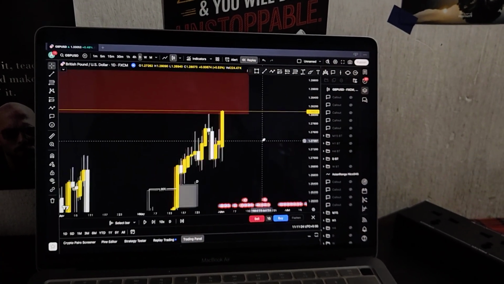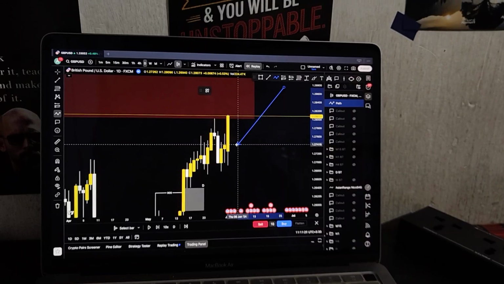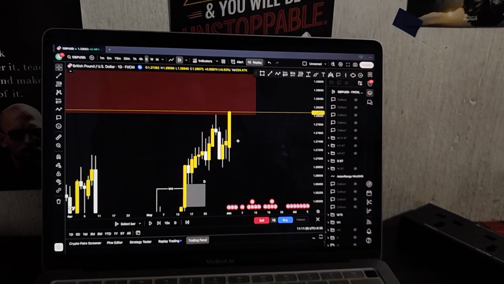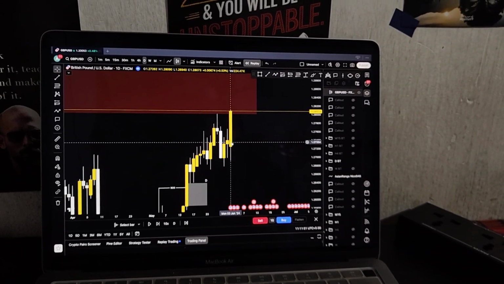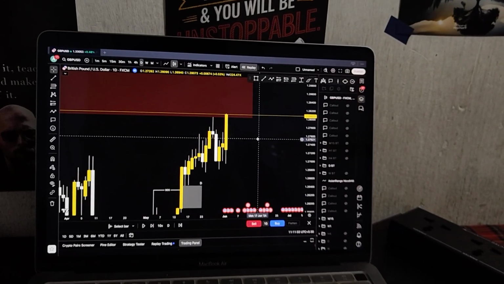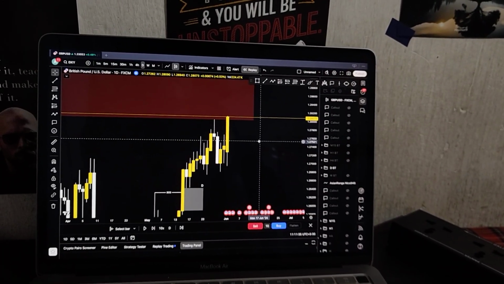So on the daily time frame, Monday closed as a very bullish candle. The weekly bias was not clear. Monday closed as a very bullish candle. So what makes sense? To look for buys on Tuesday, right?